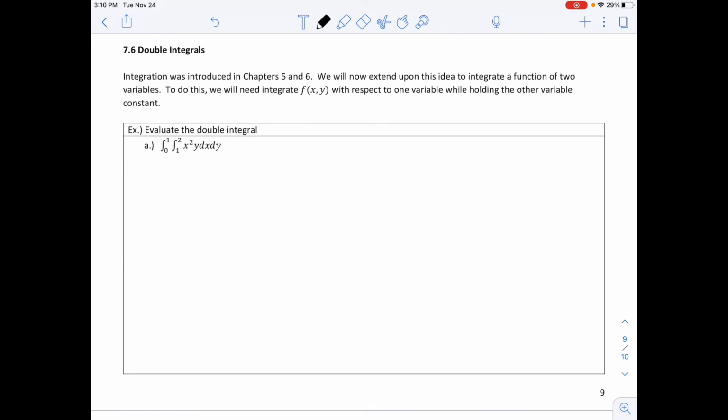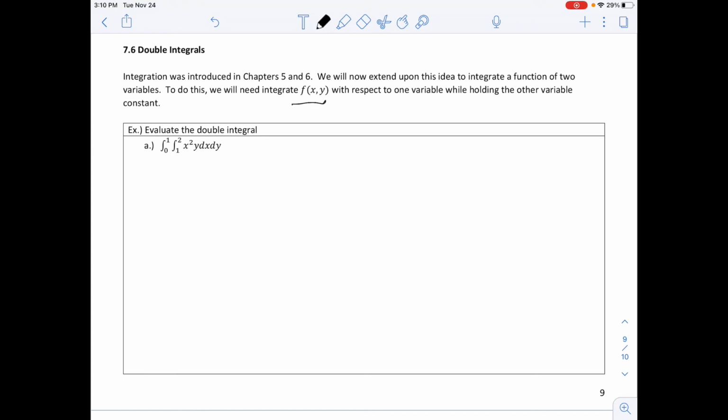Next up is section 7.6, which is double integrals. So integration was first introduced in chapter 5 and 6. We will now extend upon this idea to integrate functions of two variables. To do this, we will need to integrate our function with respect to x and y, one variable at a time, while holding the other variable constant.